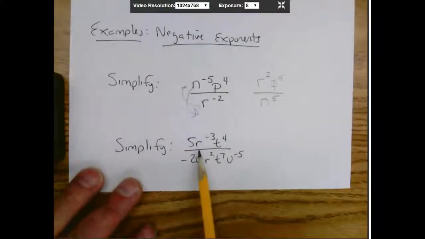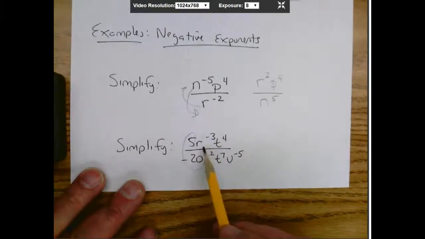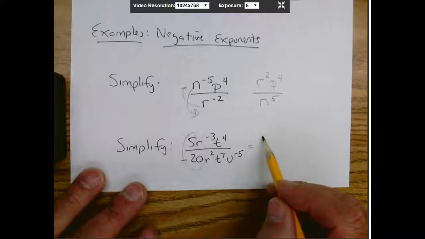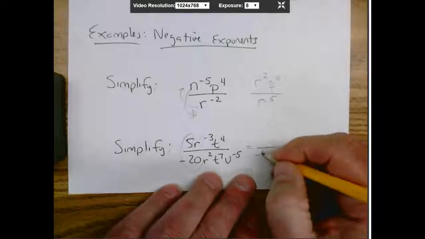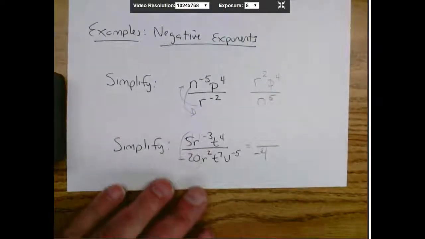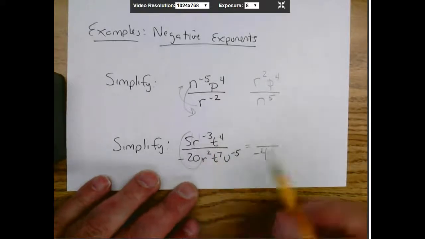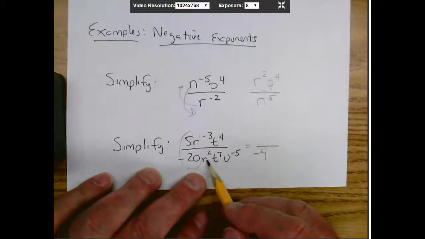Okay, the next one, simplify this one. We're going to worry about the numbers last. Here we have r to the first, r to the second. You might have to rewrite this, so maybe we'll just do this now. The 5 is going to cancel, it's going to be 1, so we won't even write it. And then this is going to be negative 4 for the number. So negative 4. And then we're going to look at the r to the negative 3. That's going to be r to the third on the bottom, right?